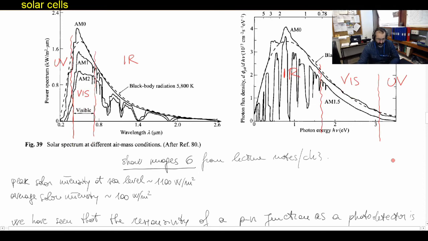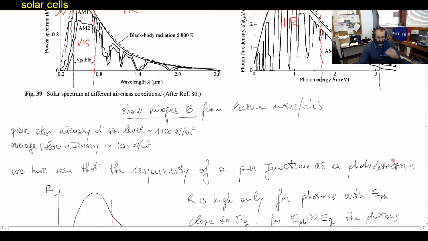So measurements that have been made demonstrate that the peak solar intensity, remember intensity is watts per square meter, at sea level is around 1,100 watts per square meter. This is when the sun is perpendicular to the surface. If you take the average over one day, the average solar intensity is actually 100 watts per square meter. Okay, so these are numbers that are nice to keep in mind.